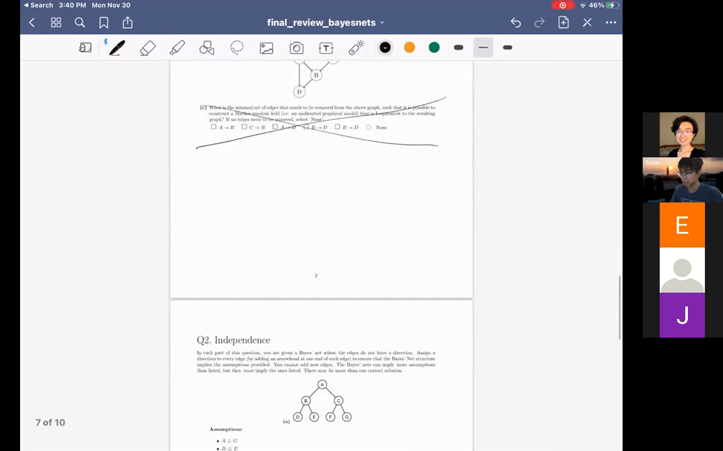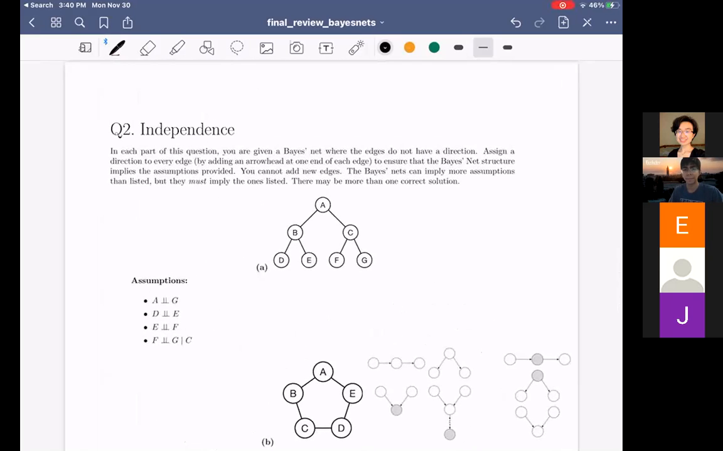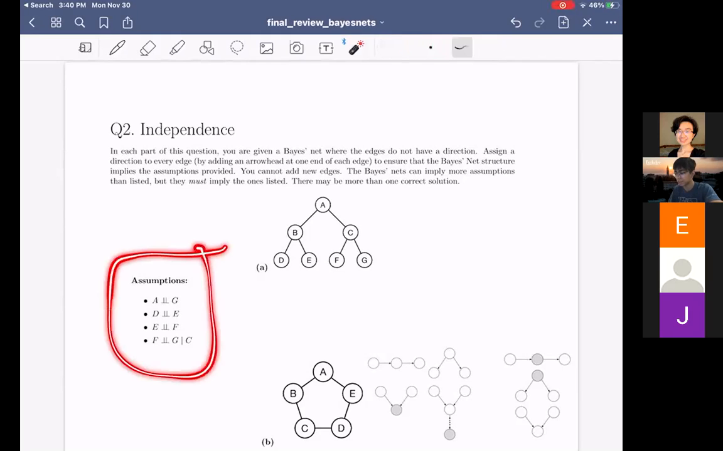Okay, cool. The next one is also about independence. I did say we're going to get a lot of D-separation practice today. This one's kind of fun. We basically have a structure of a BayesNet, but we don't have the arrows. So we want to draw the arrows in a direction such that all of these independence assumptions are implied.